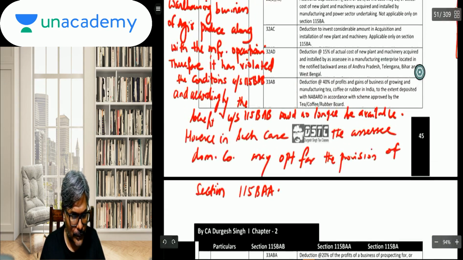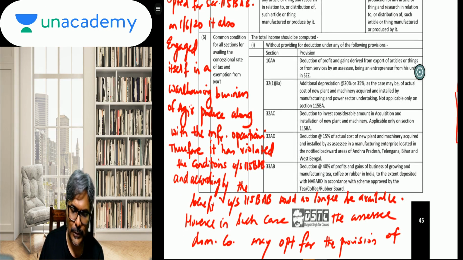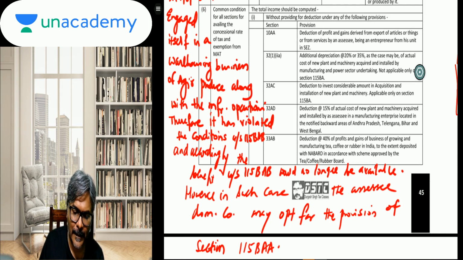So now let's look at the common conditions for all the sections for availing the concessional rate of tax and exemption from MAT. So the total income should be computed, point number 1, without providing for deductions under any of the following provisions. So which are the provisions, the deduction under which needs to be given up so as to compute the total income under these alternate tax regimes applicable for the domestic company? Let's have a look at the list. 10AA, the deduction of profit and gains derived from export of article or things or from services by an SSE being an entrepreneur from his unit.